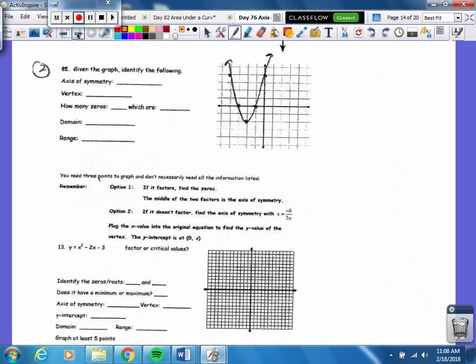Guess what? You know what's going to happen. You do the second one. Ready, set, pause, go. All right, let's see what we got. I'm going to write the answers down.